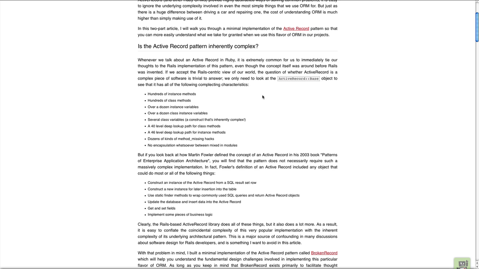We only need to look at the active record base object to see that it has all the following complecting characteristics: hundreds of instance methods, hundreds of class variables, over a dozen instance variables, over a dozen class instance variables, several class variables. A construct inherently complex.